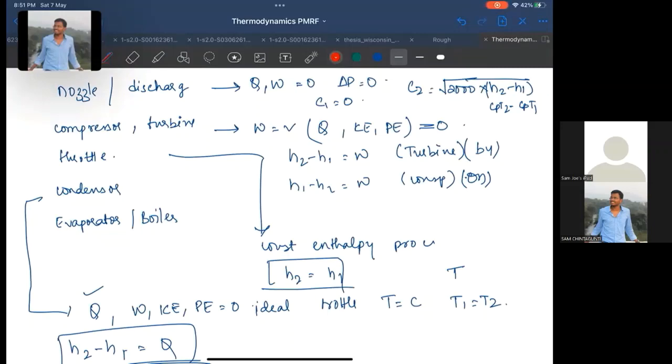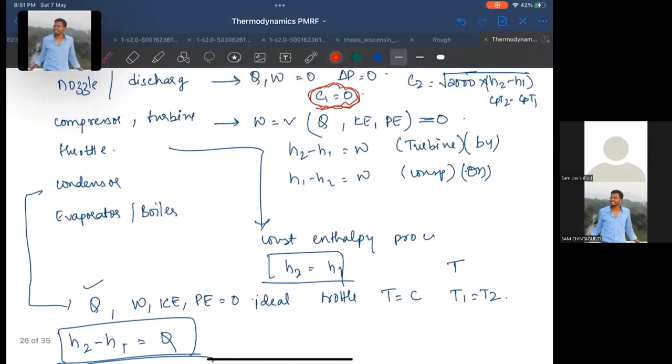I'll give an example. A nozzle is usually used to convert the enthalpy into velocity. So there is no work done or no heat transfer. So Q and W are equal to 0, and the change in potential energy is also equal to 0. And we are considering C1 is equal to 0. This is an assumption, but if in the question C1 is given, like equal to 30 meter per second, that has to be considered and solved in the SFEE, and we are going to get this equation, C2 is equal to root of 2000 into H2 minus H1, and H2 minus H1 is Cp T2 minus Cp T1 if ideal gas.